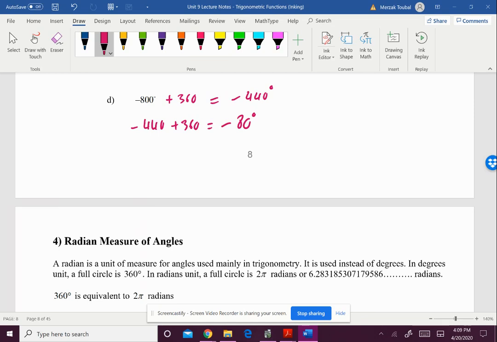Well, since negative 80 is greater than negative 360 and smaller than 360, then this is a coterminal angle. But if we add another 360, we're going to find another coterminal angle that is positive, and it's smaller than 360 and greater than negative 360. But since the question says find one coterminal angle, then this is sufficient.